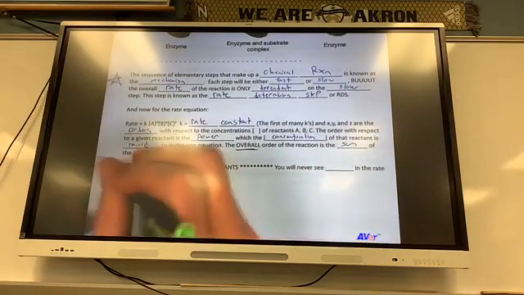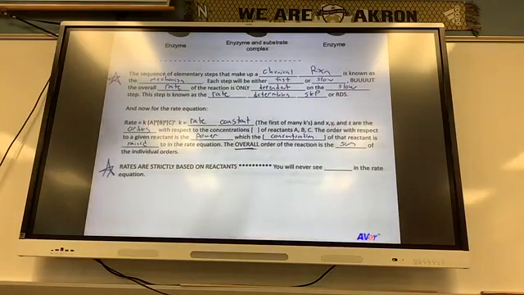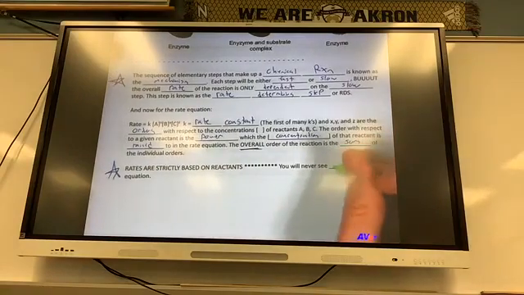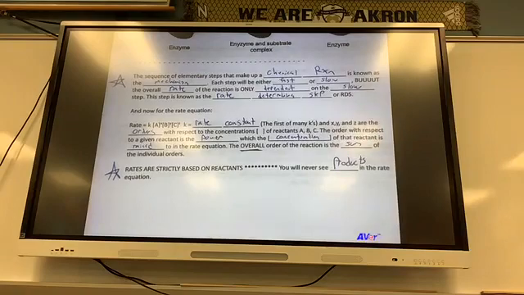Rates are only based on reactants. You will never see products in the rate equation. It only depends on what we start with. Flip the page.